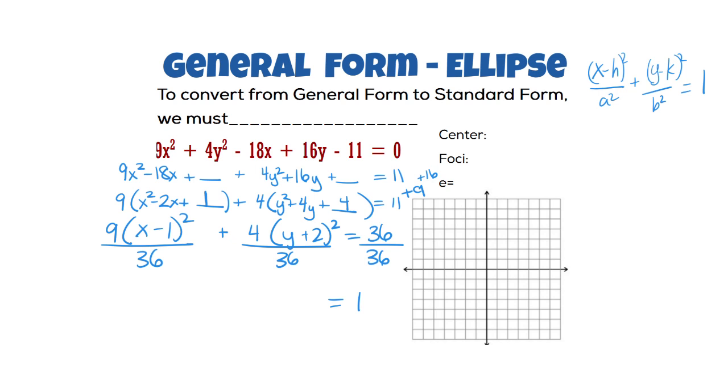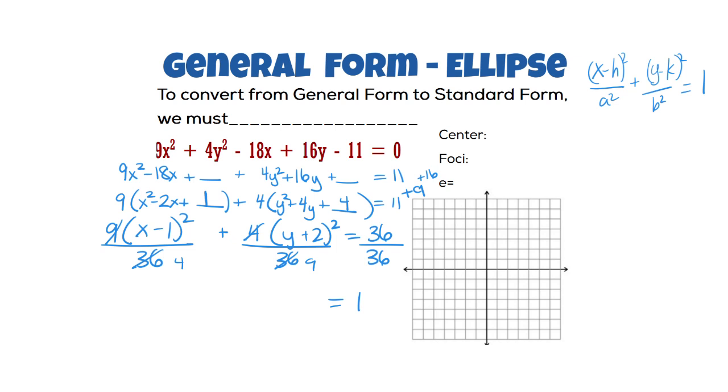So this 9 will reduce, and that's going to turn into a 4. That 4 is going to reduce. That's going to be a 9. So finally, (x minus 1) squared over 4 plus (y plus 2) squared over 9 equals 1. That is my equation.